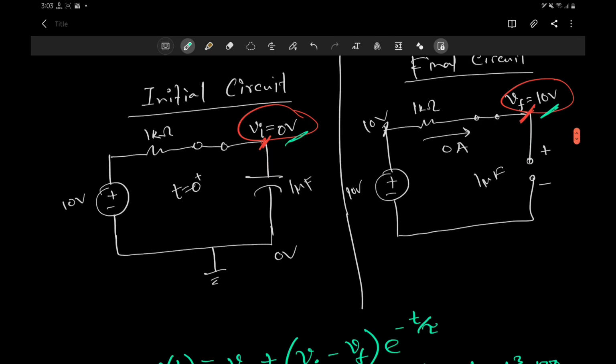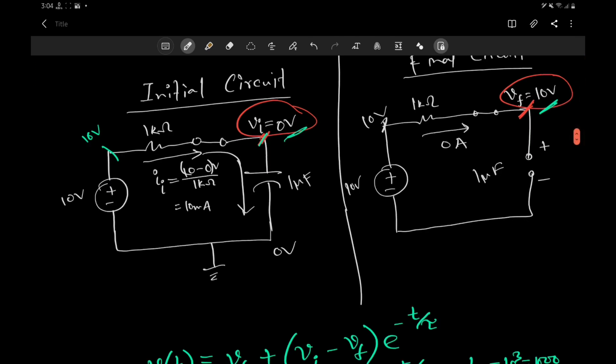What about the current? As soon as you connect the circuit, you have 10 volts here and 0 volts here in the initial circuit. So definitely you will have a current here, and you can use Ohm's law. That current will go through this whole circuit. So the initial current will be 10 minus 0, the voltage across these two points, divided by 1 kilo ohm, so you will have 10 milliampere.